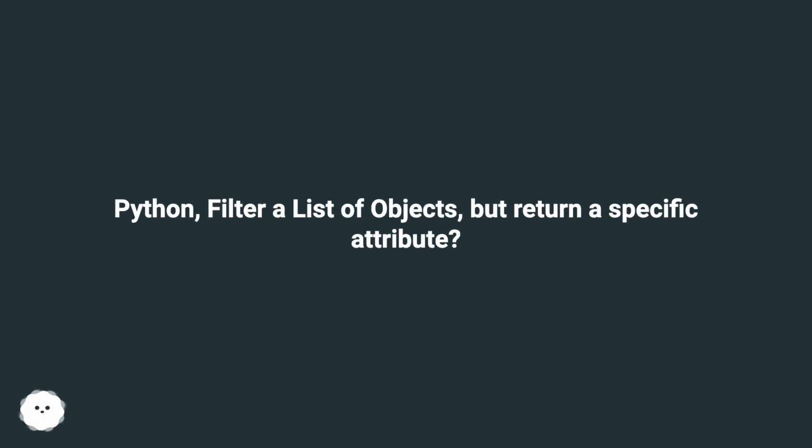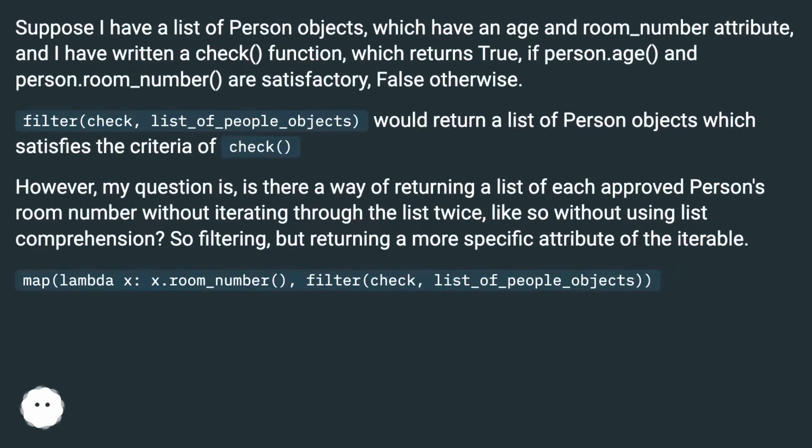Python: filter a list of objects, but return a specific attribute. Suppose I have a list of person objects, which have an age and room_number attribute, and I have written a check function, which returns true if person.age and person.room_number are satisfactory, false otherwise. filter(check, list_of_people_objects) would return a list of person objects which satisfies the criteria of check.